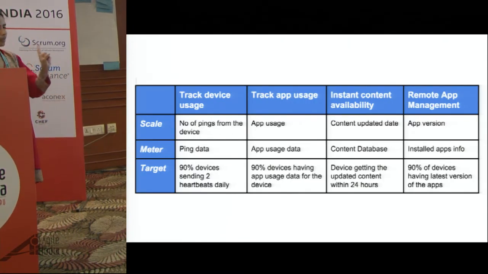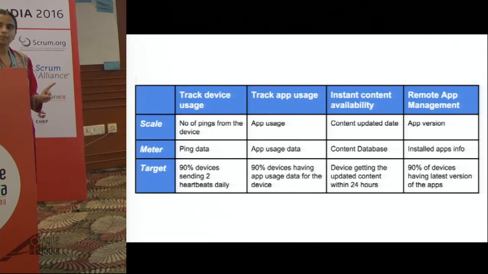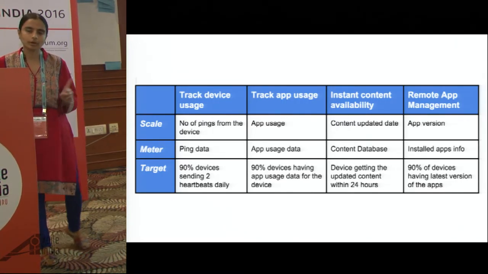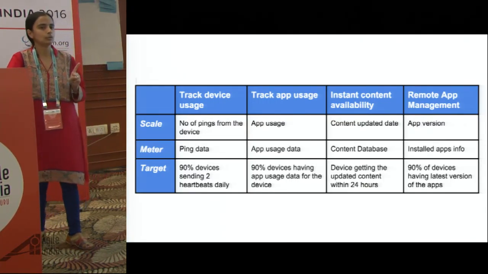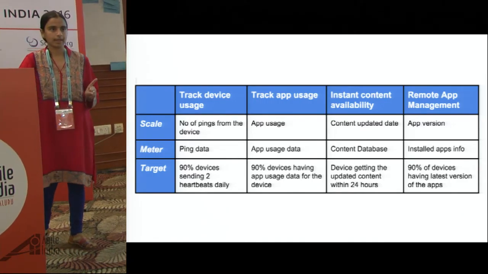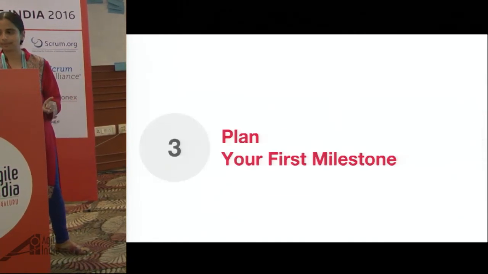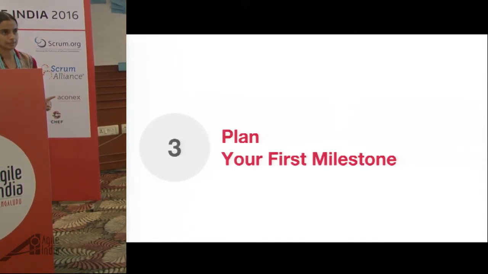So now, what is the problem? We have four problems to be solved, and you know how we are going to measure that. But the reality is that we can't solve all the problems at once. You have to choose one, to choose what you're going to solve first. And that is the next step of impact mapping, that is planning your first milestone.